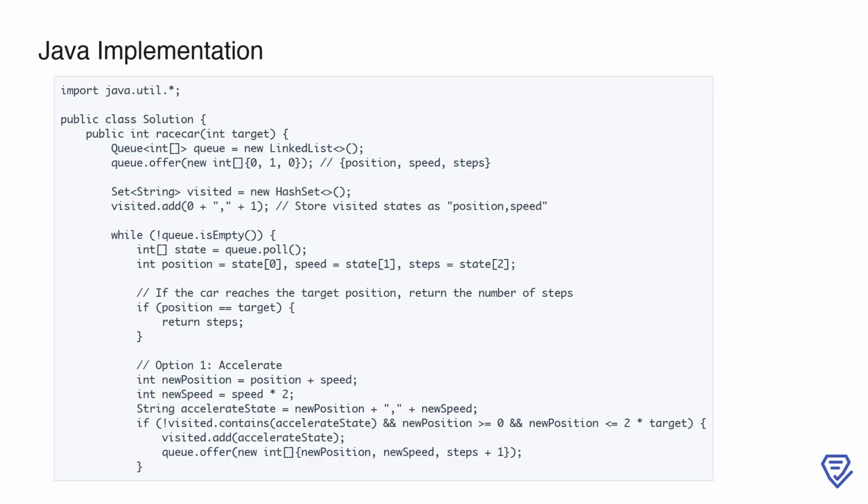Initially, the car is at position 0, with a speed of 1, and no steps taken, so we add this starting state to the queue. To avoid revisiting the same states, we use a hash set to store visited states, formatted as strings combining position and speed. Next, we enter a loop that continues as long as there are states in the queue.